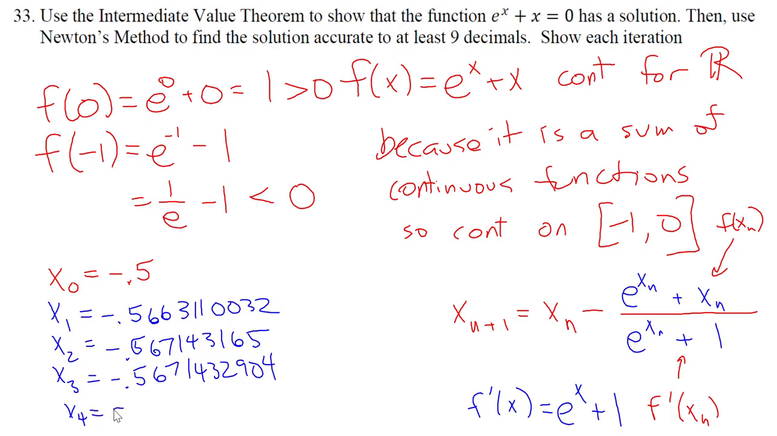which means that x sub 4 was the same, which means that to at least 9 decimals, that actually looks like 10 decimals, accurate to 10 decimals, the solution to e to the x plus x equals 0 is negative 0.5671432904. And that is the end of our walkthrough for that first semester 1 review homework assignment.